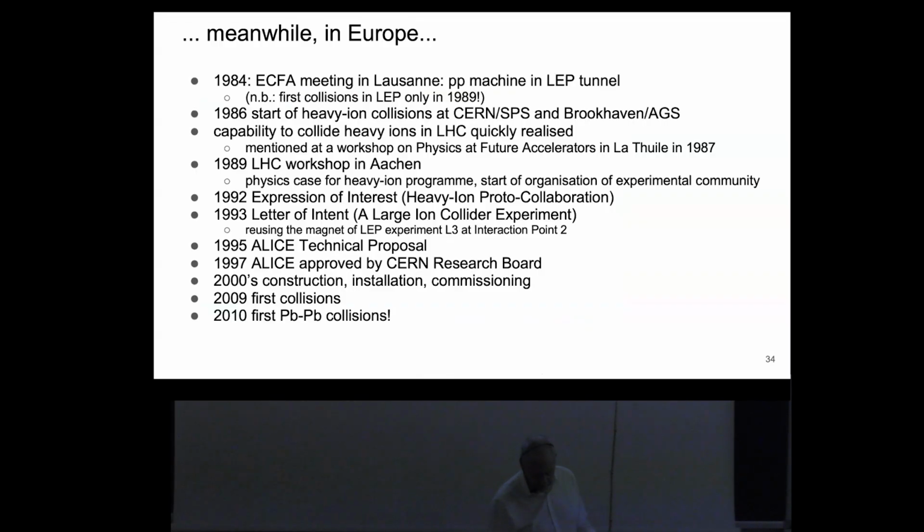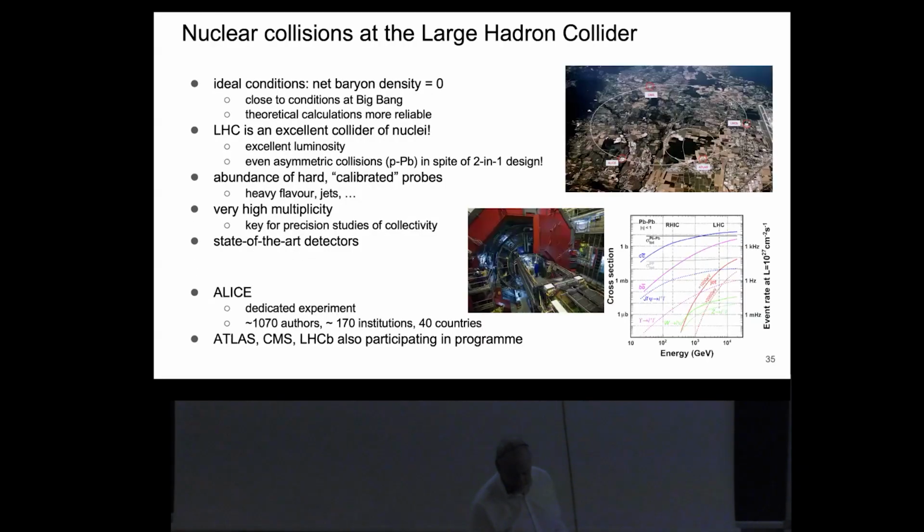Now, meanwhile, in Europe, things were also moving. In 1989, there was an LHC workshop in Aachen, where the physics case was first made for a heavy ion program at the LHC. Then there was an expression of interest for a heavy ion experiment in '92, a letter of intent in 1993, a technical proposal in '95, and then in the 2000s, the construction. And in 2010, there were the first lead-lead collisions at the LHC.